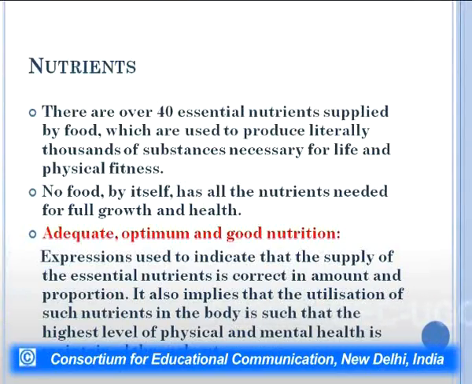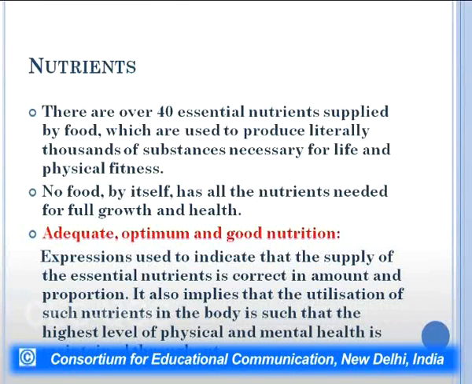There are over 40 essential nutrients supplied by food which are used to produce literally thousands of substances necessary for life and physical fitness. For example, the hormones and the enzymes which work continuously in our body to keep it healthy and balanced, we always need a variety of nutrients in proper combination. No food by itself has all the nutrients needed for full growth and health. For adequate, optimum and good nutrition, it is important to have a proper combination of nutrients in our diet.